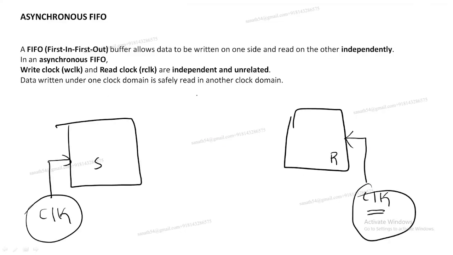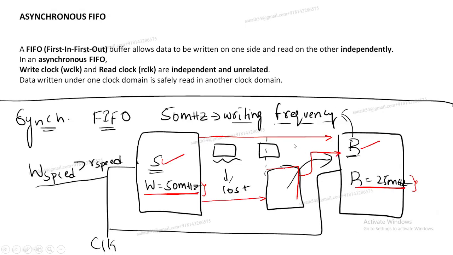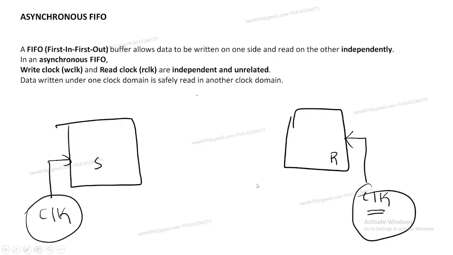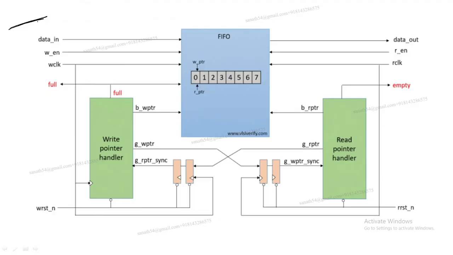So synchronous FIFO means a common clock will be there. This is the common clock, given to both sender and receiver. And asynchronous means different clocks will be there, from the sender and receiver. So that's why we call it asynchronous FIFO. Different clocks will be operated at different clock domains. So that is about asynchronous FIFO.